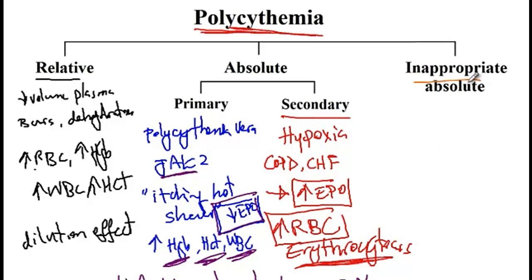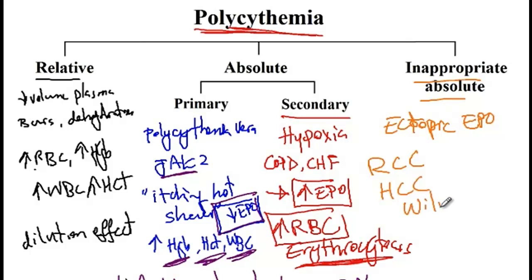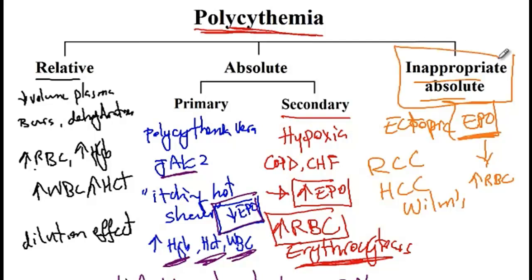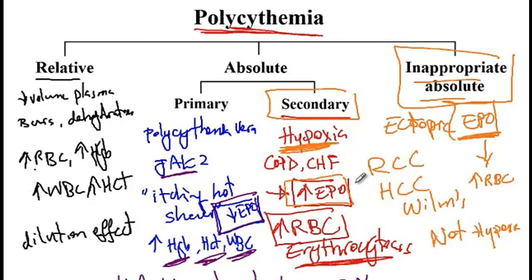And then finally, we have inappropriate absolute polycythemia, where ectopic production of erythropoietin from tumors such as renal cell carcinoma, hepatocellular carcinoma, or Wilms tumor can cause increased levels of erythropoietin, as a consequence of which there would be elevated red blood cell count. So note that this condition, inappropriate absolute, is not associated with hypoxia. Versus the secondary absolute polycythemia, where hypoxia is the reason that causes increased levels of erythropoietin in these patients.